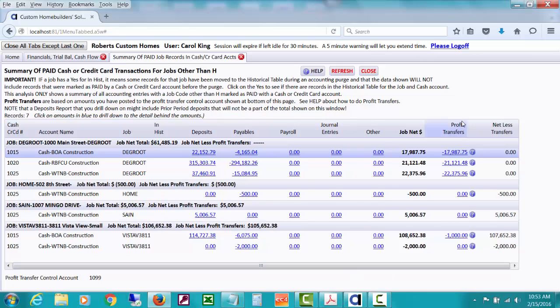And over here, if you watch our videos about doing profit transfers, after we close this job, we followed the procedures for profit transfers, and for this job, we transferred everything to our overhead account. This is showing you how much we transferred out for this job and into our overhead account, so that basically left in each one of these checking or bank accounts is a zero amount for the job, but we still like to show how much went in and out, what the job net was that went in and out of each of these cash accounts.